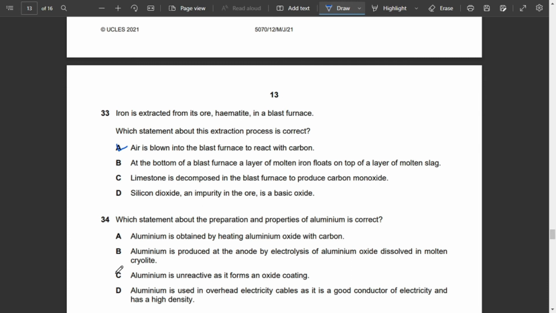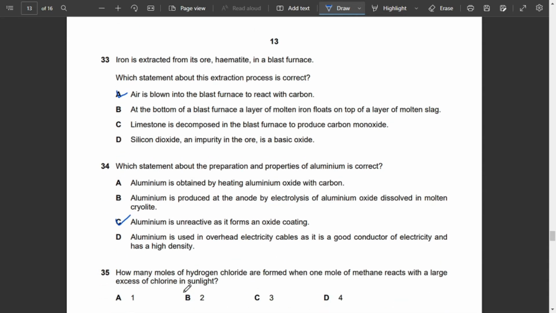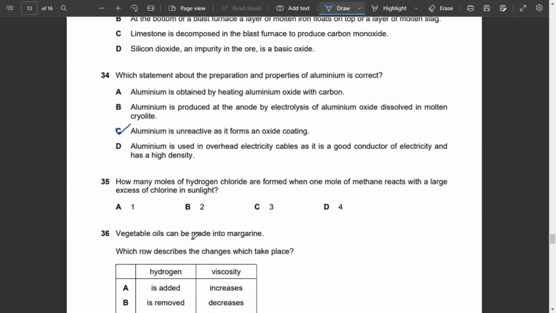Aluminium is unreactive as it forms an oxide coating. Yes, this is correct, because pure aluminium reacts with air, forming an oxide coating on it. Hence, it gets unreactive. Aluminium is used for overhead electricity cables as a good conductor of electricity. No, it is not correct. Aluminium does not have a high density. Okay, so this is not correct.